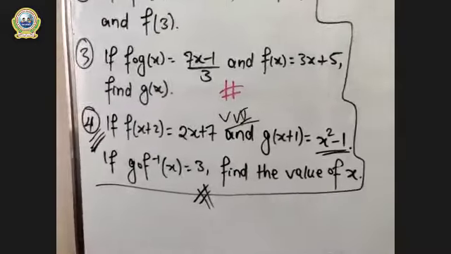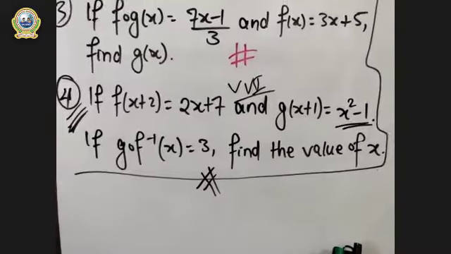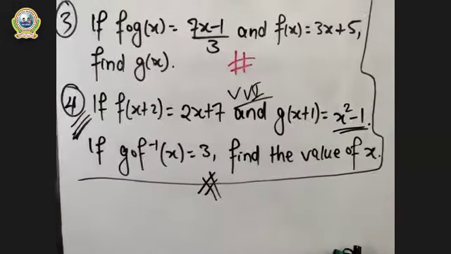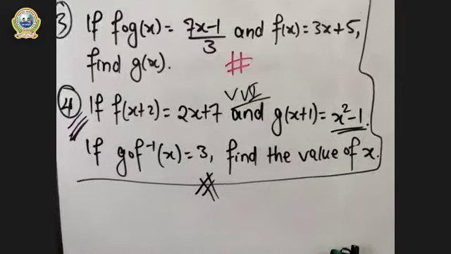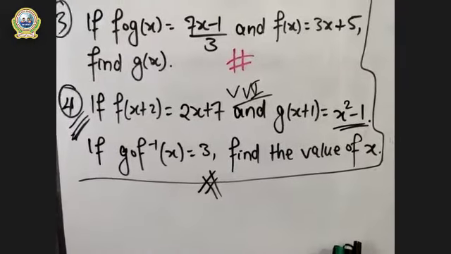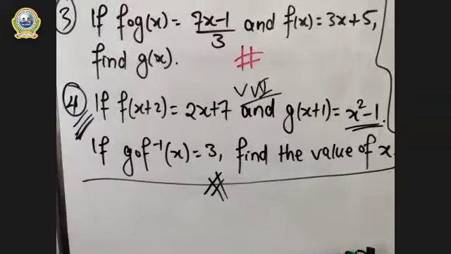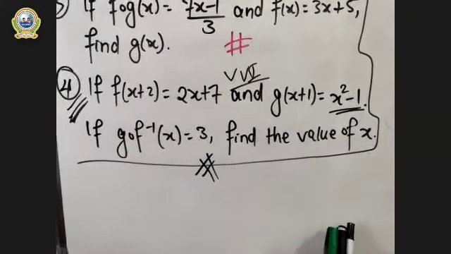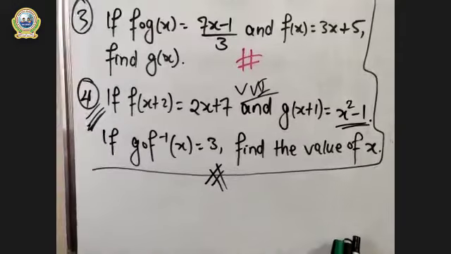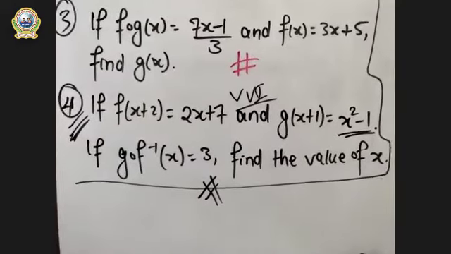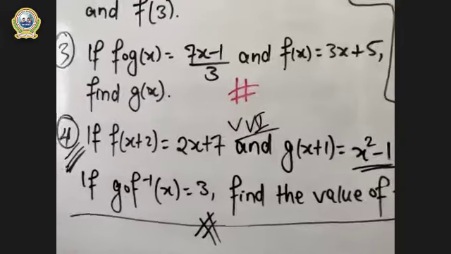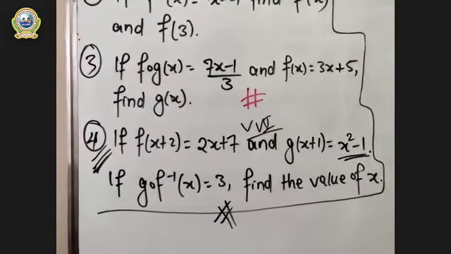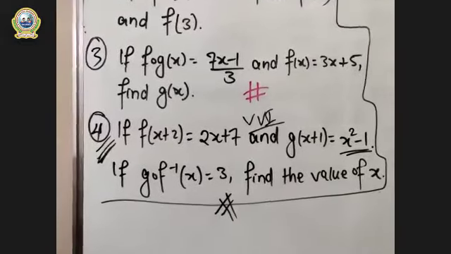Copy the fourth question. The question says, if f(x plus 2) is equal to 2x plus 7 and g(x plus 1) is equal to x square minus 1, and the next given is, if g∘f inverse(x) is equal to 3, find x. This is a very famous question. Copy this one and write VVI as well. This is my personal favorite. Can we start? We can start, right?